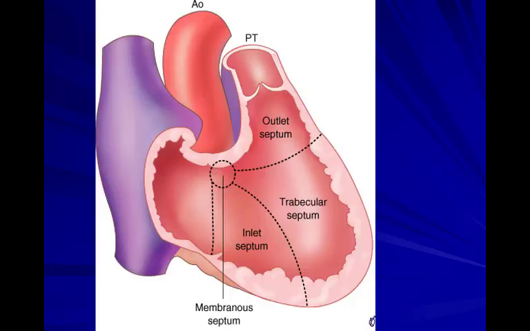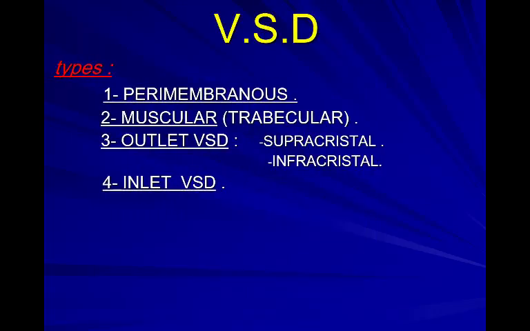And membranous septum, it is a circular membrane below the tricuspid valve, separating the upper part of both ventricles. And inlet septum, the most lower part, and the muscular or trabecular septum. And anatomically, we divide the VSD into multiple types. The first is perimembranous, and it represents about 80% of cases of VSD.